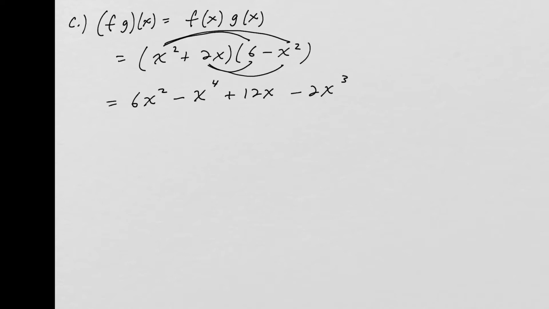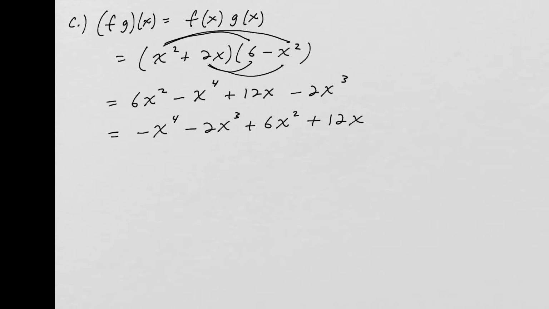I can't really combine like terms, right? There's no like terms in there. But let me write the final answer in descending order. So I'll write this as negative 4x. By descending order, I mean start with the highest exponent and work your way down to the constant, if there is a constant. So minus 2x cubed would be next, right? Plus 6x squared plus 12x.